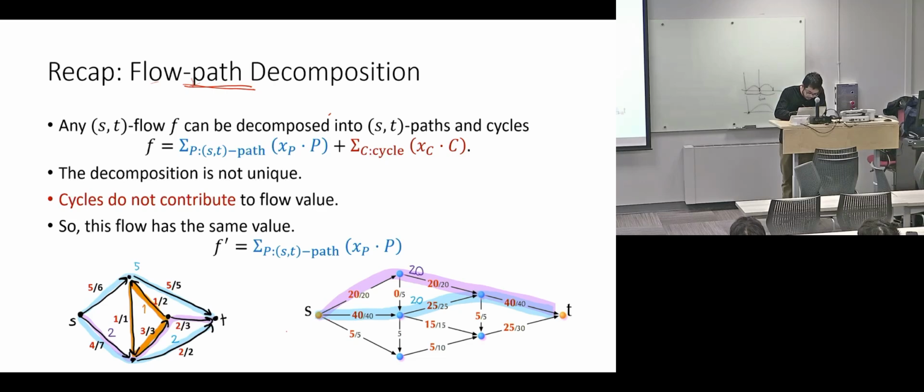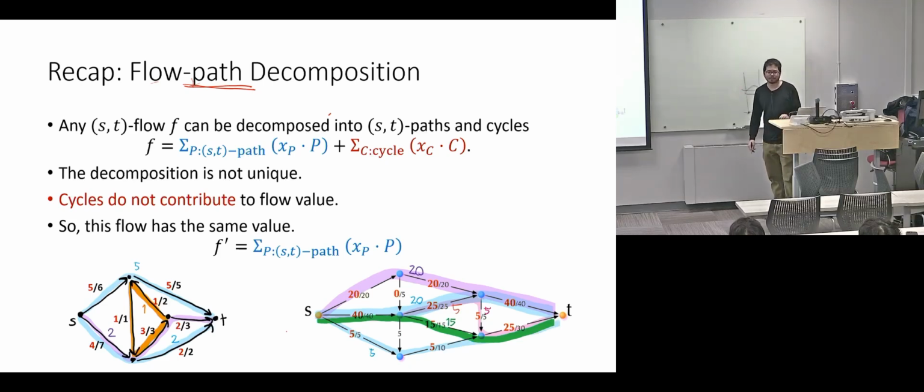Now this guy has 5 more capacity, and I can just go through this and put 5, and there are many paths, and so on. Anyway, you get an idea. Okay, good. Just to recall what flow and path decomposition are.